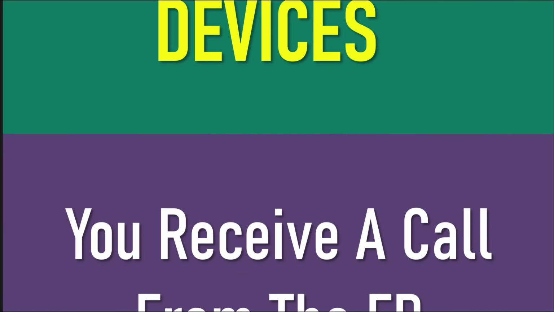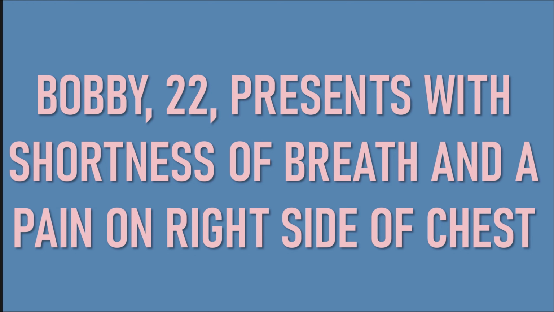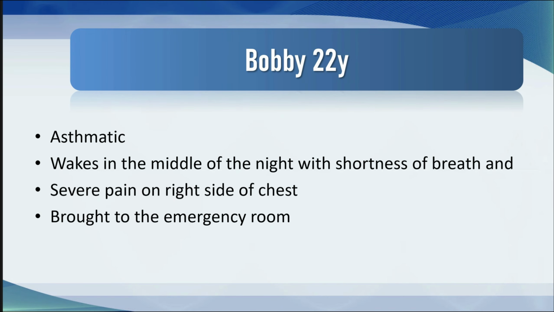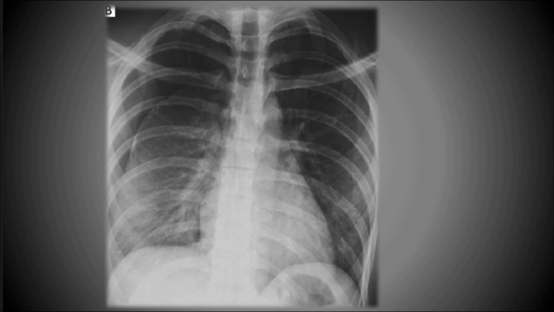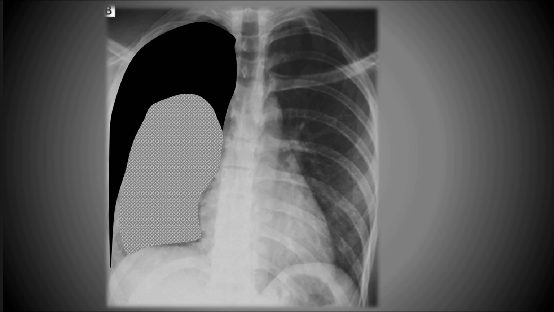You receive a call from the emergency department. Bobby, 22, presents with shortness of breath and a pain on the right side of his chest. He's an asthmatic and he woke up in the middle of the night with this problem. He's brought into the ED and this is his chest x-ray. You will see that he has a right-sided pneumothorax. You can see the lung edge here and no lung markings beyond that point. So this is the problem we have. We have a collapsed lung.